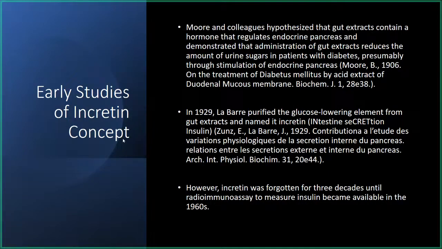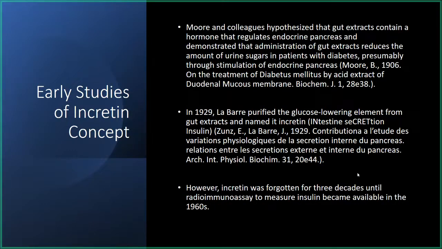But in 1929, Labar purified the glucose-lowering element of gut extracts and named it incretin, that is the intestine secretion of insulin. So that was the term that he used. But one of the things was that because there was no good and easy to measure method of insulin assays, this kind of was in the background until the 1960s when they actually started measuring insulin levels in people with diabetes and those who were not diabetic.